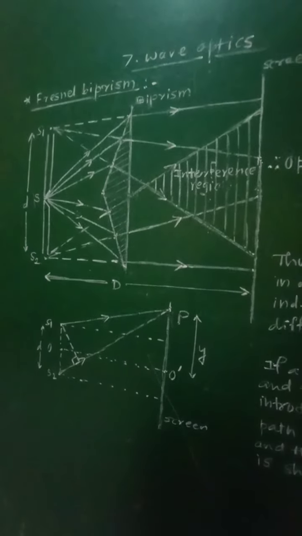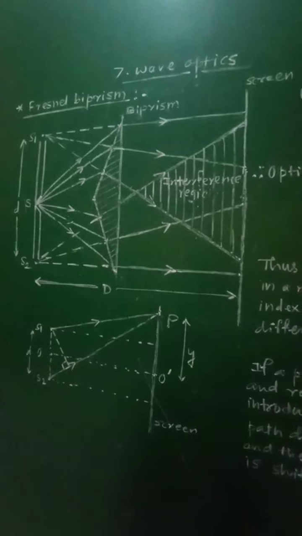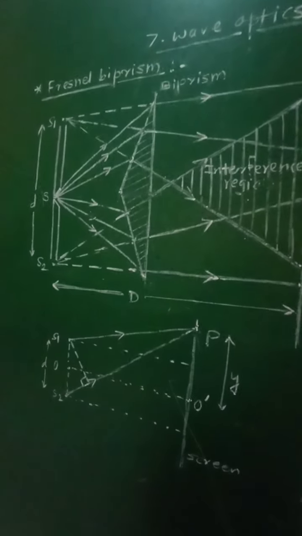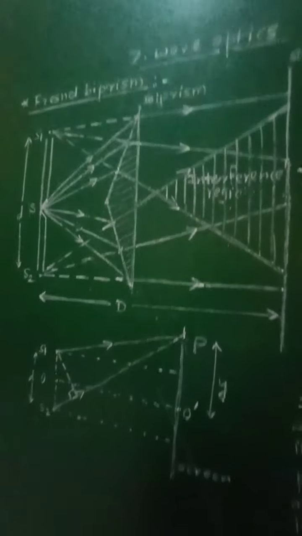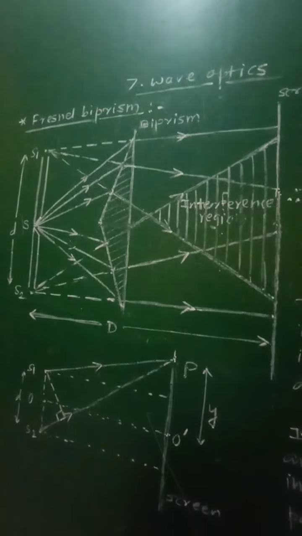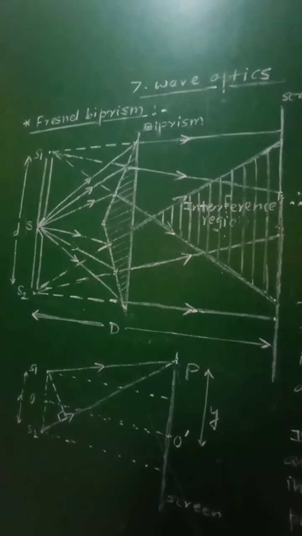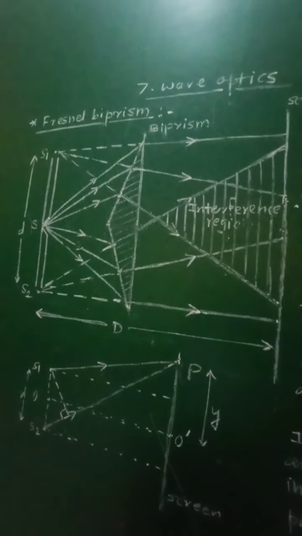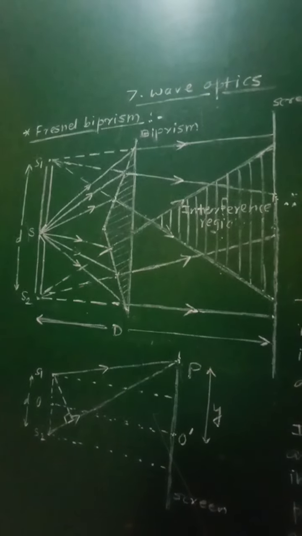Class 12th, Subject Physics, 7th chapter, Wave Optics. From this chapter, let us see Fresnel biprism. So, biprism is a prism with vertex angle nearly equal to 180 degree.